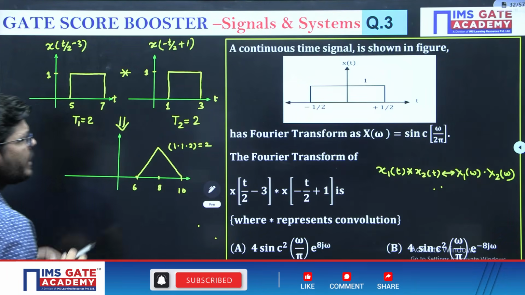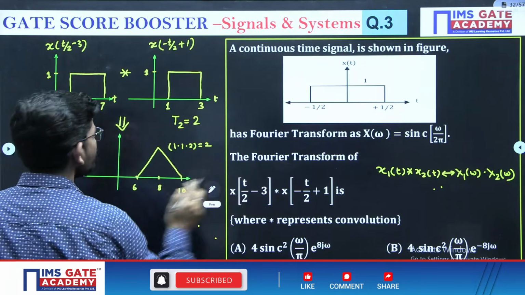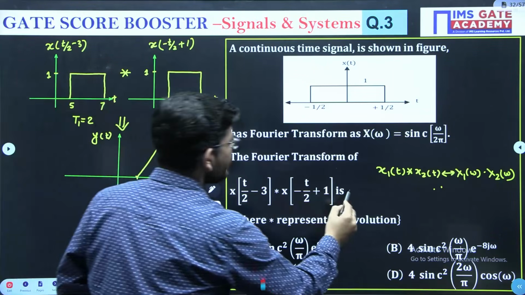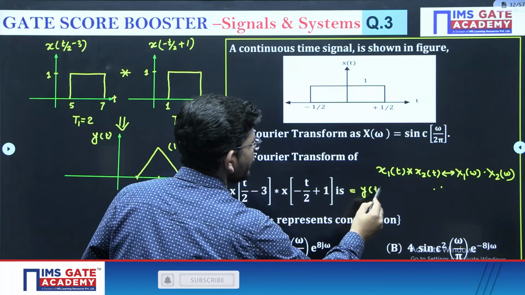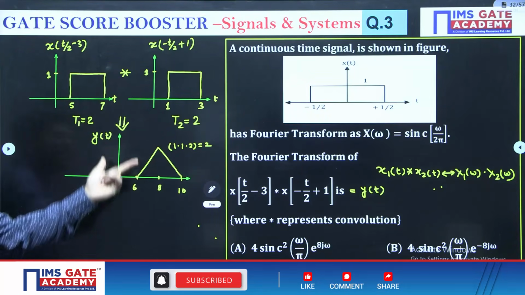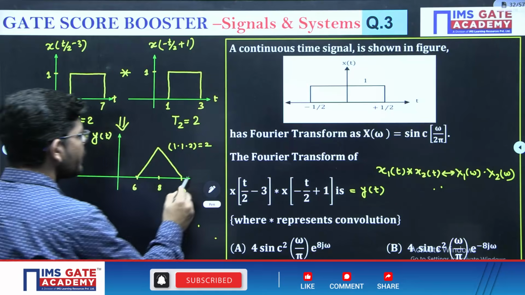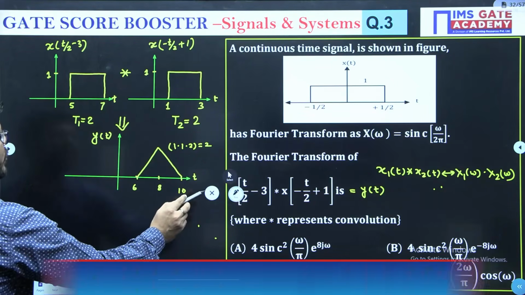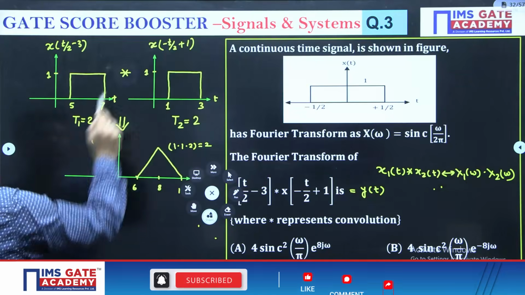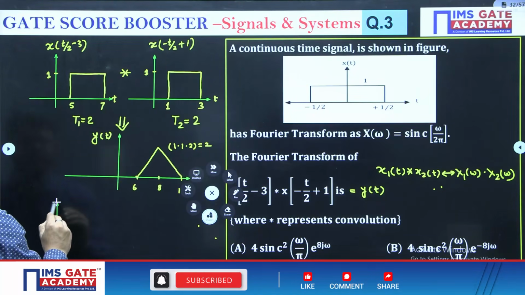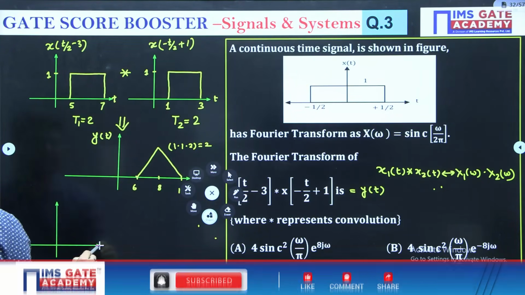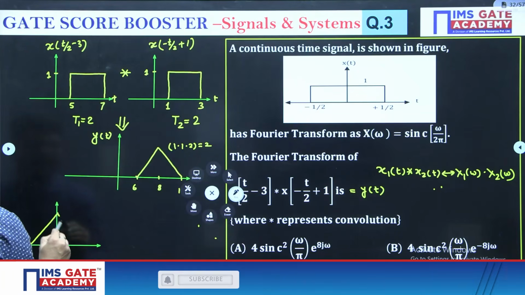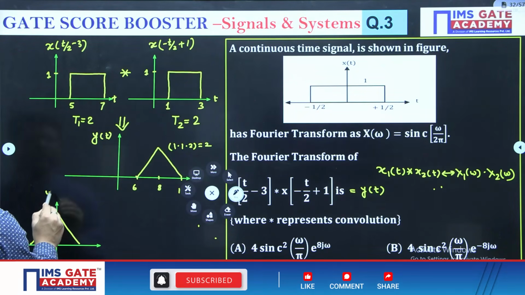This is going to be the convolution of these two signals. Let me write it y of t. I am calling this result y(t). So this is the result of their convolution in time domain. Now I am going to shift this signal. I am going to draw another signal, y(t+8), from this y(t).